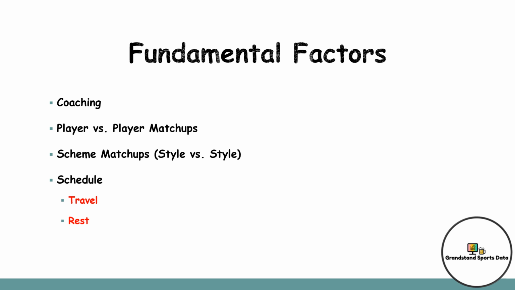Historical matchup is also the final thing we would look at in player versus player matchup. Is there a certain wide receiver that just has that cornerback's number? Well, if you keep track of the historical matchups when it comes to player versus player matchups, you will have that edge. Next will be scheme matchups.